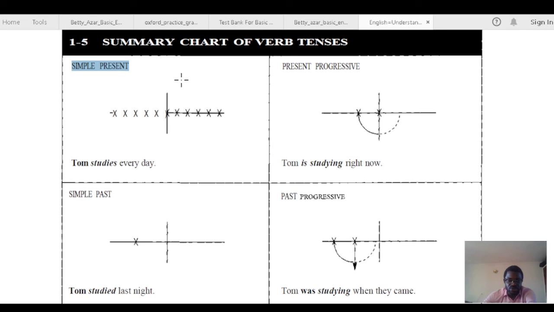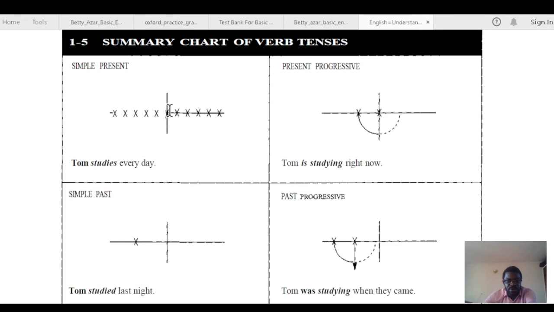And they're using this thing to show us. Say from here backward is the past, and maybe from here is the future. But these are activities that are always constant, because they are either true, because it is a fact, or because it happens as a habitual occurrence, usually or sometimes or always. So Tom studies every day.